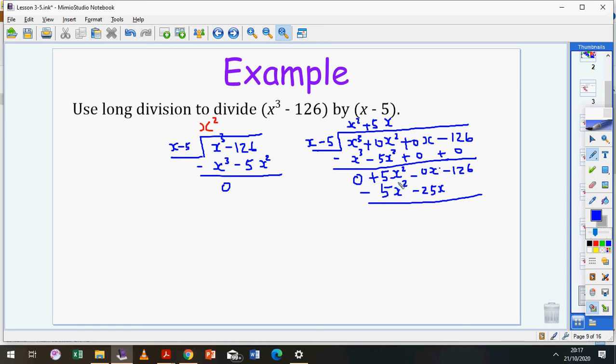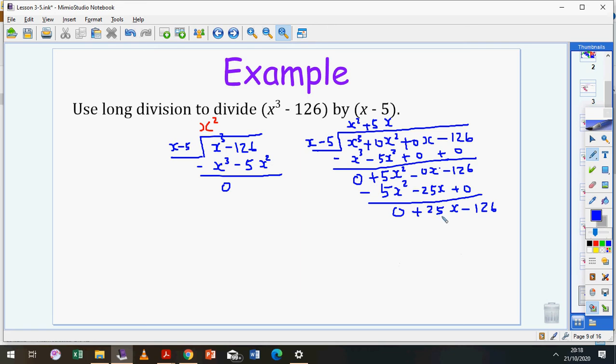So 5x squared minus 5x squared is 0. Negative 0x minus negative 25x, I hope you see, is a positive 25x. And remember, there's a 0 here, so negative 126 minus 0 is still negative 126. One more time, because I think that will be it.